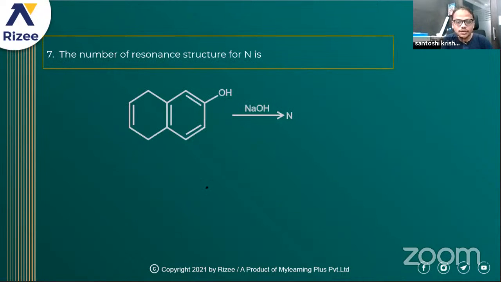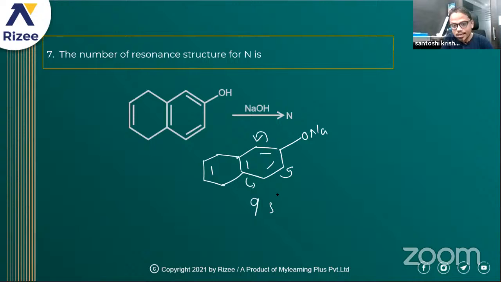Next, the number of resonance structures for N is. So here I will get the product as, already I said, in presence of sodium hydroxide, ONa formation will be there. Now, giving all the resonance structures like this, you will get a total of 9 resonance structures possible for this compound. If you draw all the structures, you will get 9 resonance structures formed by this compound.